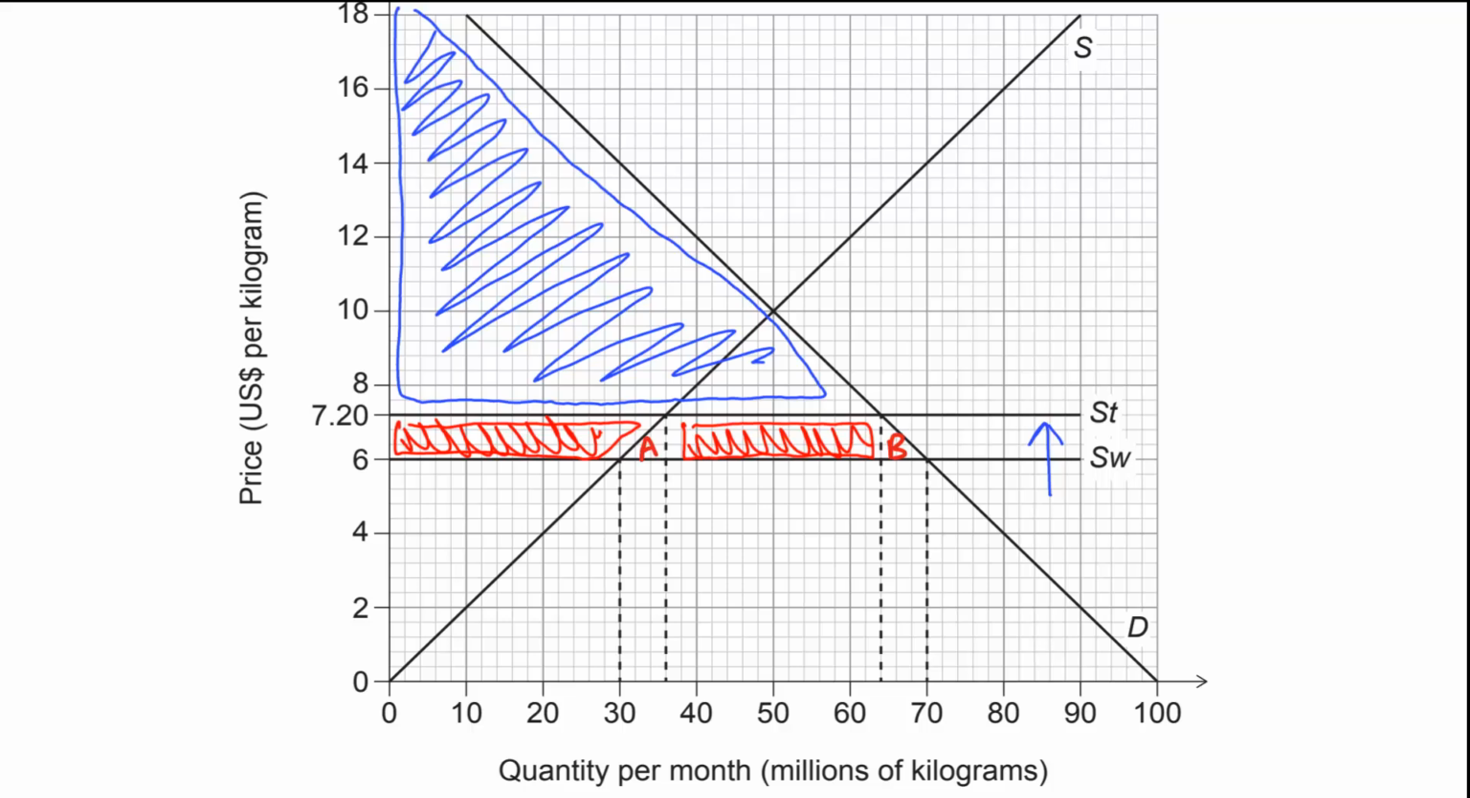So that rectangle is a transfer. Once again, it is not a net loss to society because it is simply a transfer from consumers, in this case, to the government. The bits that we can account for are those two little triangles, A and B. As it turns out, those two little triangles don't go to anyone. They're simply eaten up. They simply disappear through the taxes.